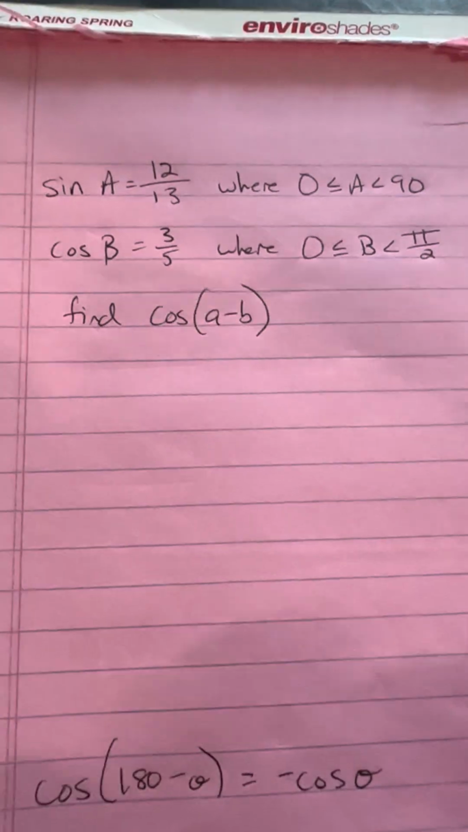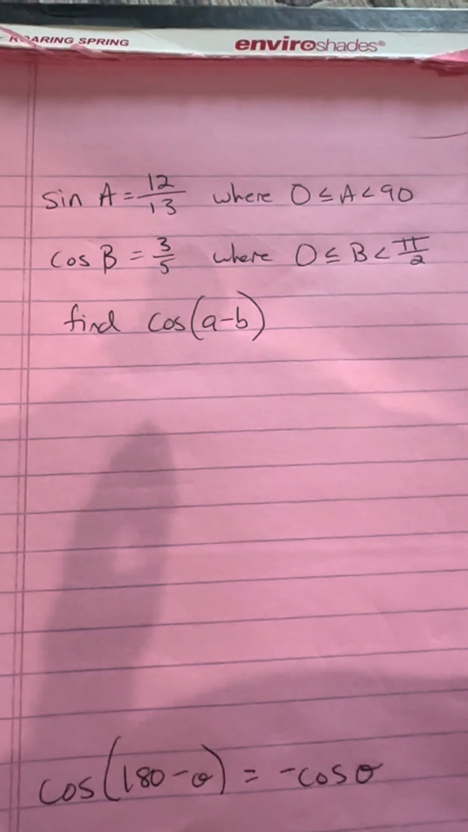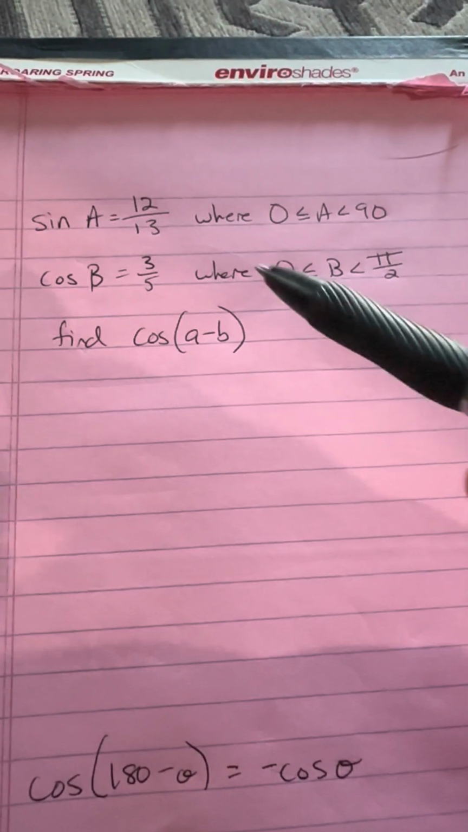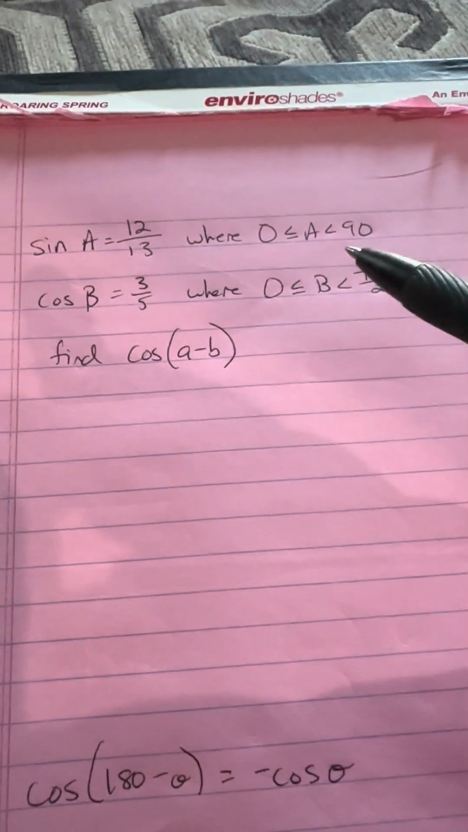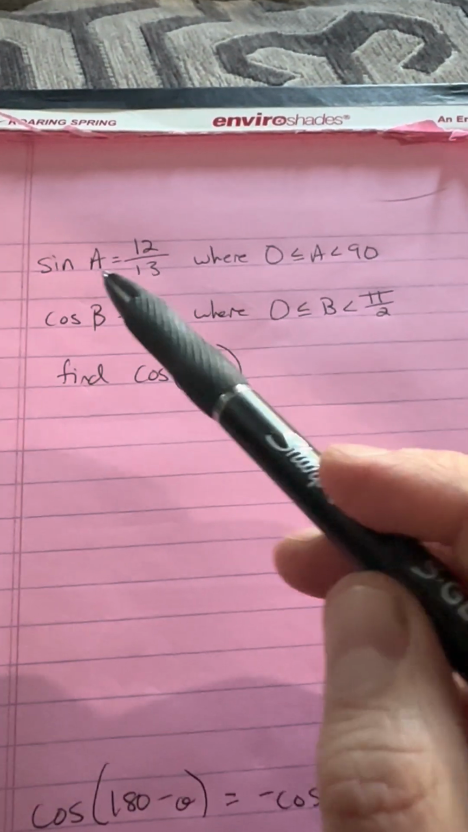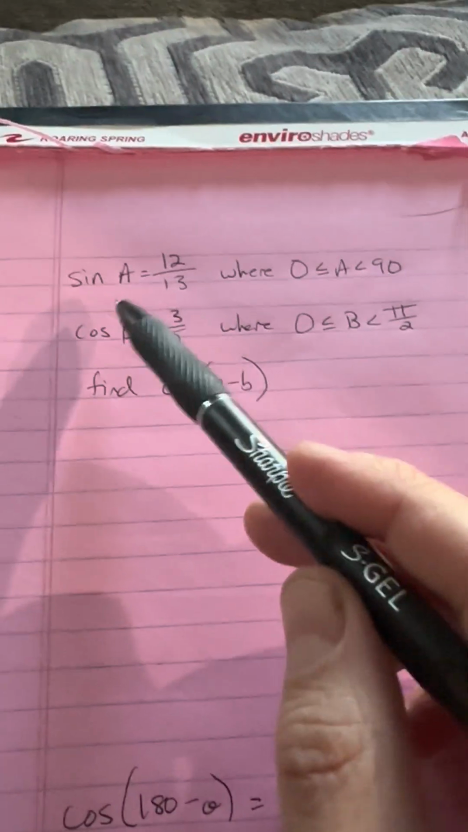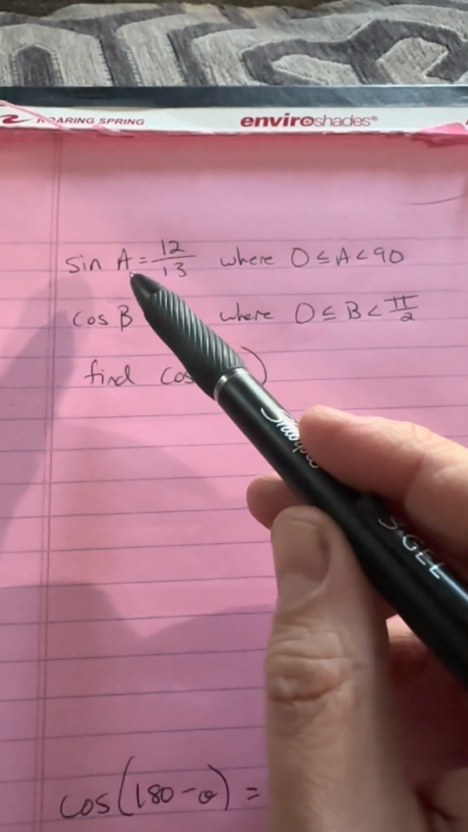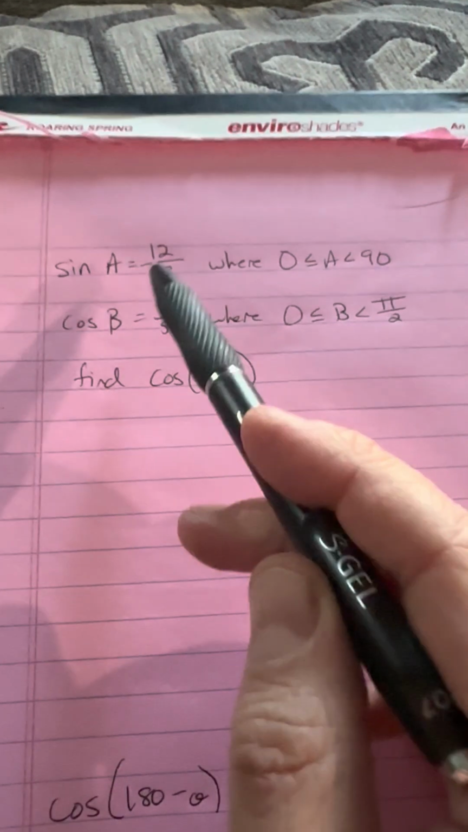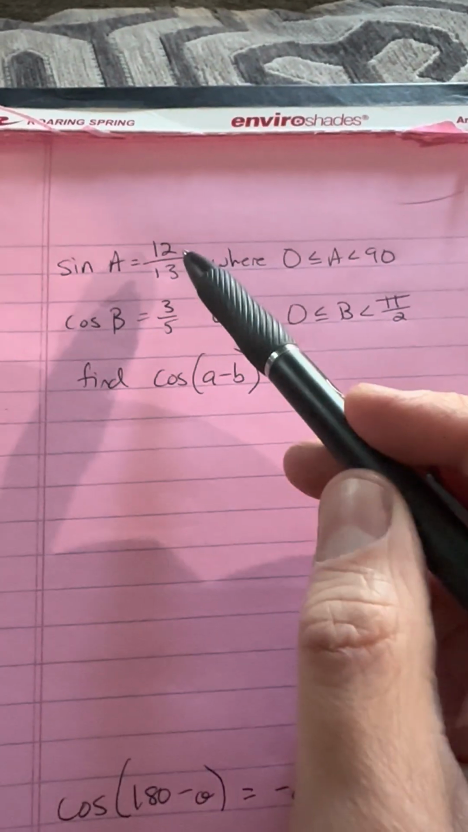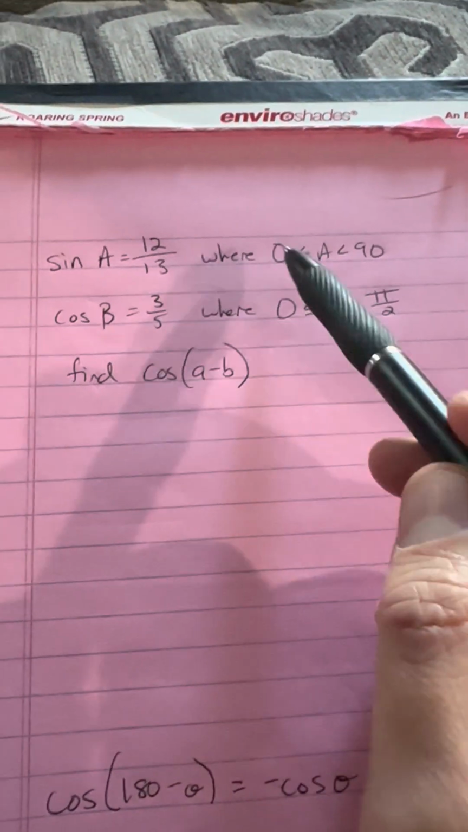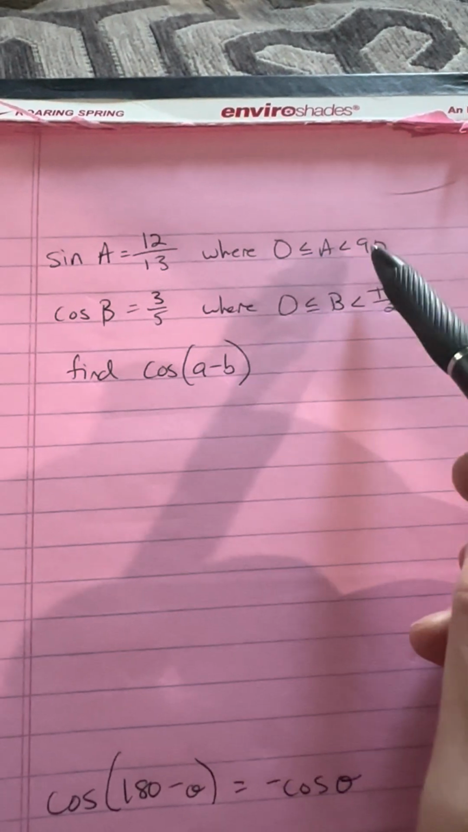Two questions for you, just to make sure you understand what I'm going to be asking for on the test tomorrow. One question that is getting a lot of kids is, so sine of A, meaning sine of the angle in the A triangle, so to speak, is a ratio of 12 over 13. Now, that angle is between 0 and 90 degrees.